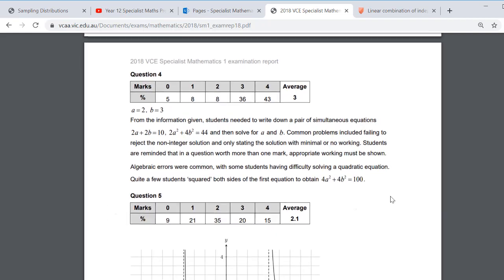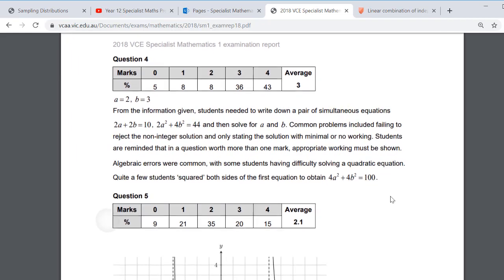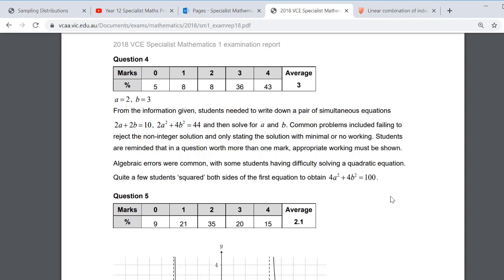As you can see here, from the information given, we needed to have two equations. 2a plus 2b is equal to 10. We had that. We had 2a squared plus 4b squared is equal to 44. The method that I used probably was not the fastest method, which means it might have taken me a little bit longer to solve. But as you can see here, guessing and checking, you could have probably got a is equal to 2 and b is equal to 3. Probably could have worked out quite well, actually.